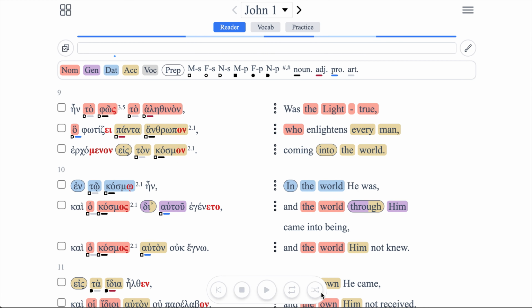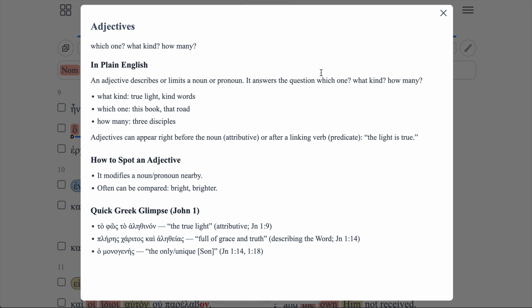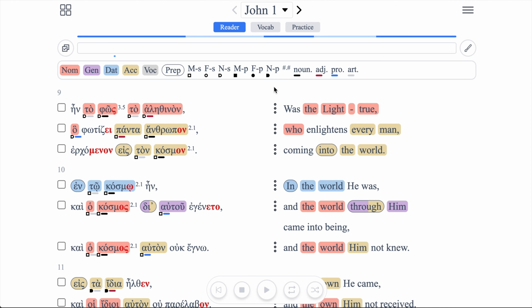Before we wrap up, I want to briefly talk about adjectives. Adjectives describe nouns. Adjectives answer the question, which one, what kind, how many. Let's take a look at some adjectives in John 1. You can see that adjectives are marked in Yodel with a small red dash under them. So let's find some of those.